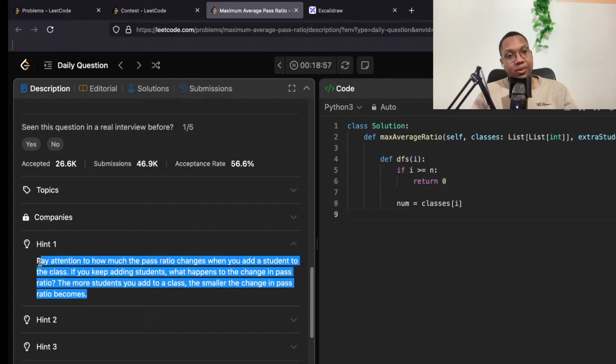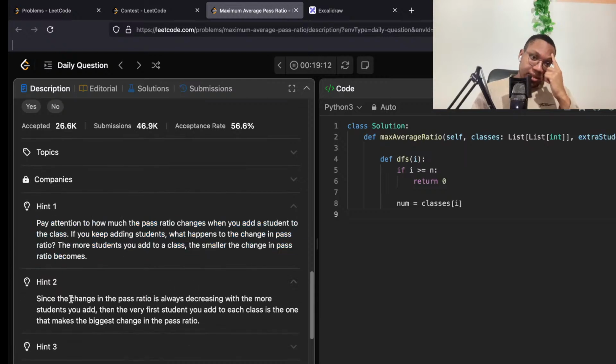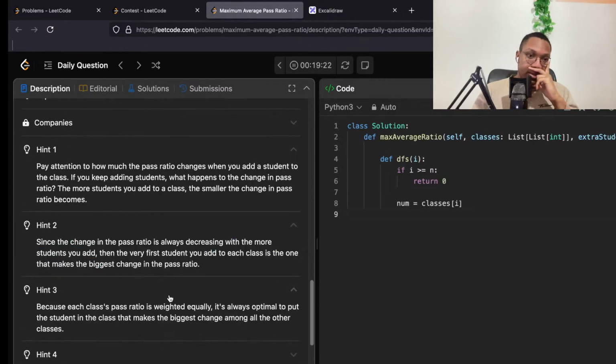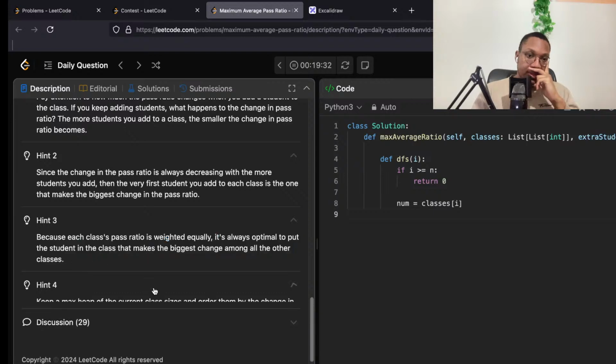Bro, this isn't working though. This is what I mentioned, that we want to keep track of how the pass ratio is changing. Is it saying that we sum everything and then divide it? Oh my god. So the change of the pass ratio is always decreasing with more students you add. The very first student you add to each class is the one that makes the biggest change. Yes, this is what we want. This is what I said earlier. Because each class pass ratio is weighted equally, it's always optimal to put the student in the class that makes the biggest change. Yep, that's what I said also.